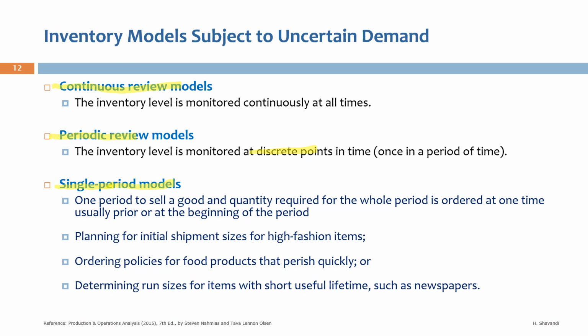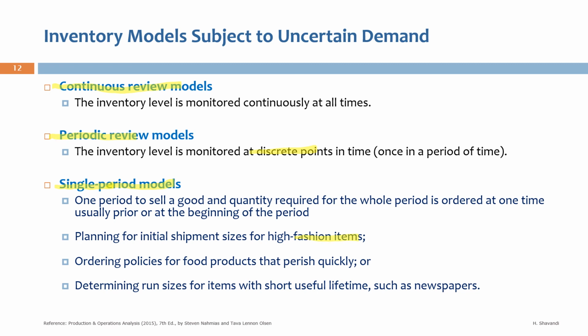Here we assume that we just have a single period, and we will place our order at the beginning or prior to the beginning of the period, and then with that quantity we will manage our sales over the period. So we assume that there is no chance to place a new order during the period. We will have just one order for each period, and it will be at or prior to the beginning of the period. The single period model can be applied for products like fashion items, for example, seasonal items, fashion items.